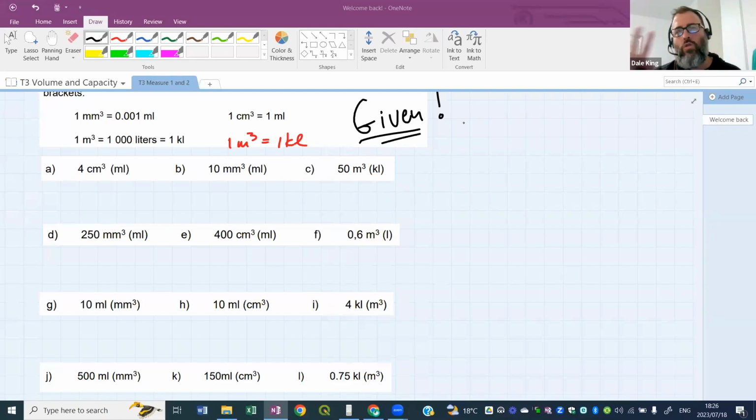This is volume to capacity and capacity back to volume again. Then I've got 2 hard ones, and I want to see who can do those. Okay, I want to see who can do the hard ones. These are the easy ones. It looks like a lot, but as you go through them, you'll see it's very easy.